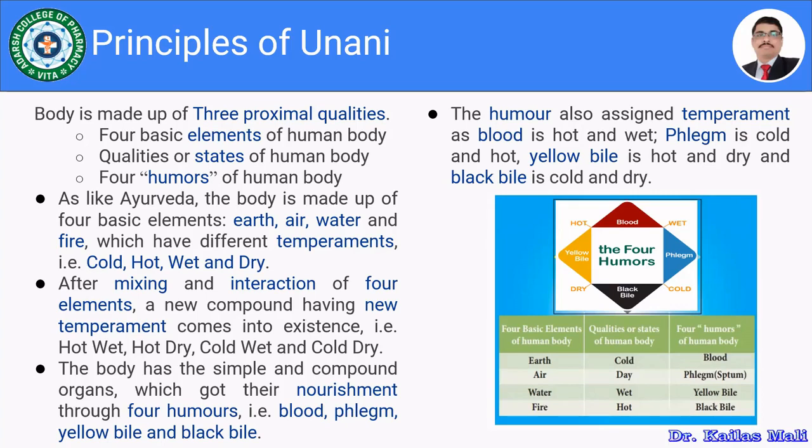Furthermore, there are four humors in the human body: blood, phlegm, yellow bile, and black bile. The humors are also assigned temperaments: blood is hot and wet, phlegm is cold and wet, yellow bile is hot and dry, and black bile is cold and dry. Just see the image to get an idea about the four basic elements of the human body, then the qualities or states of the human body, then the four humors of the human body. Whatever the Unani system of medicine, it is based on all these principles.